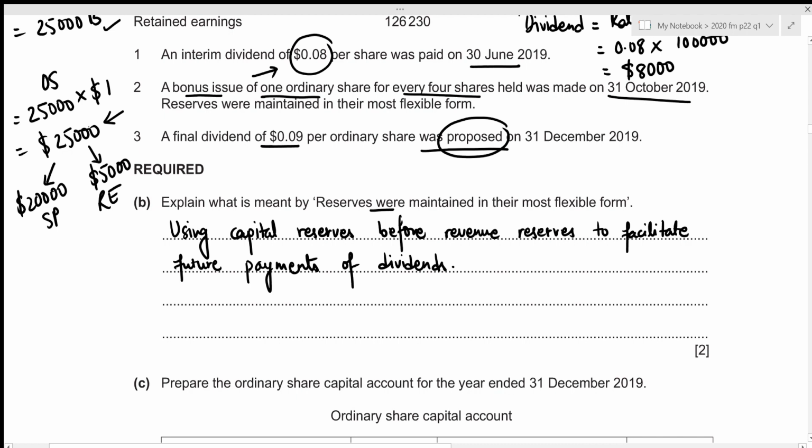Like in this case, we know that we should be providing 25,000, right? So first we utilize our share premium, which is the capital reserve. And since this was insufficient to fund the entire amount of 25,000, we funded the remaining amount of 5,000 through retained earnings, which is a revenue reserve. This is an example of what is meant by reserves were maintained in their most flexible form. This concludes the second part, so we can now move towards the third one.